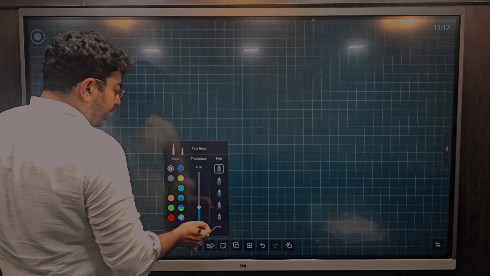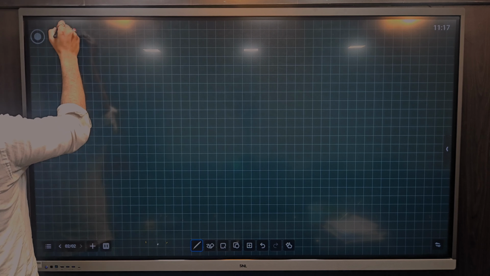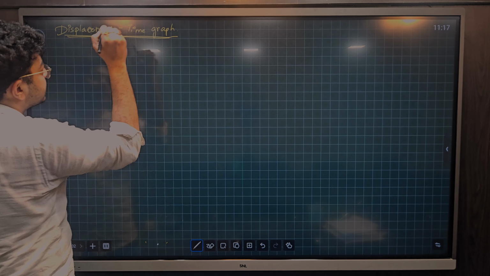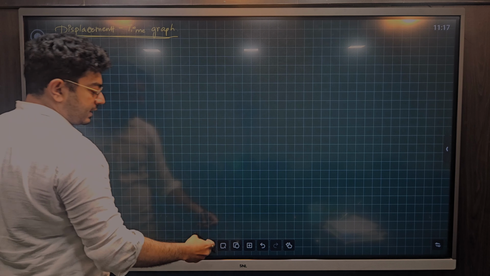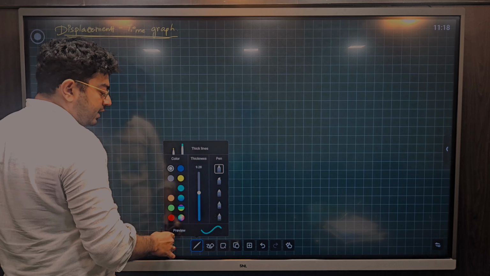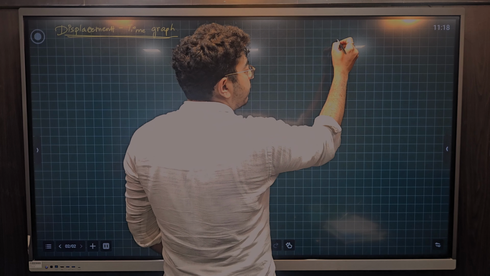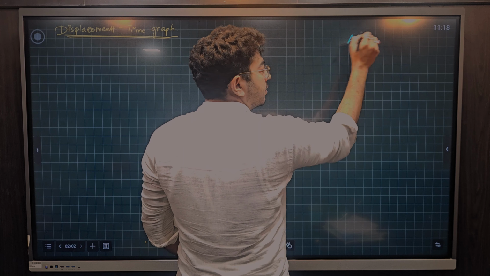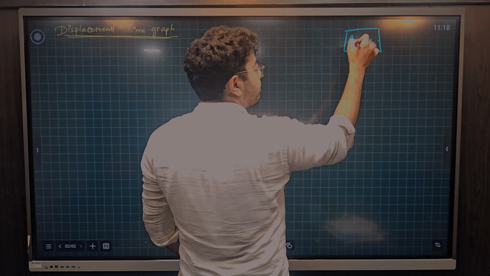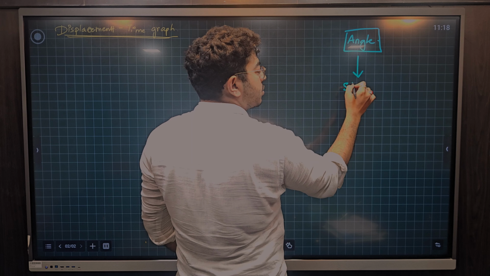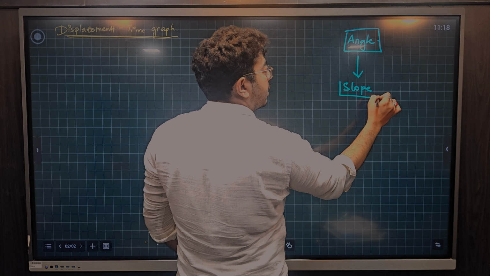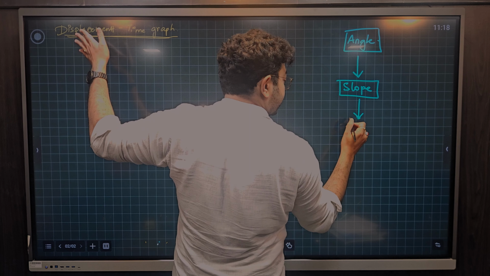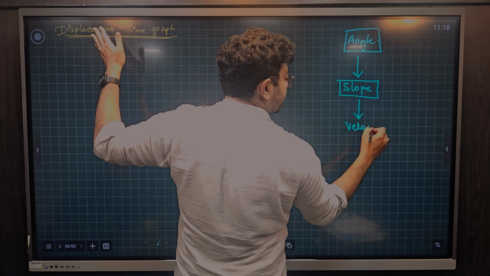So first, today our topic will be what? Our topic will be the displacement time graph. Now when we are talking about the displacement time graph, we have to understand this. How are we going to proceed? We will look for the angle. Whatever the angle is going to represent, after that we are going to talk about slope. And slope gives us what? This is what type of graph? A displacement time graph. This is going to give us velocity.